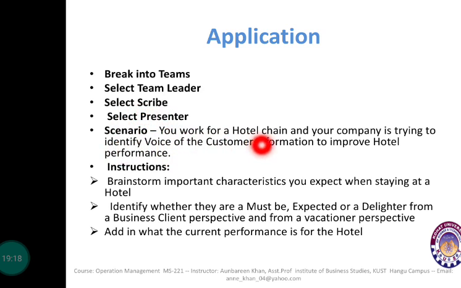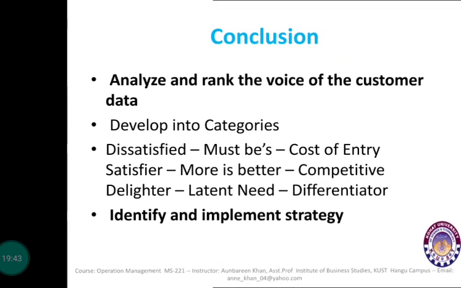Scenario: you work for a hotel chain and your company is trying to identify the voice of the customer information to improve the hotel performance. Instruction: brainstorm important characteristics you expect when staying at a hotel. Identify whether they are must be, expected or delighted from a business client perspective and from a vacation perspective. Add in what the current performance is for the hotel.